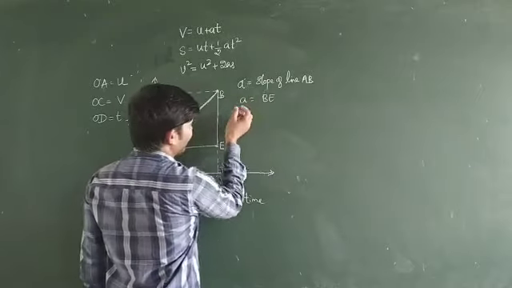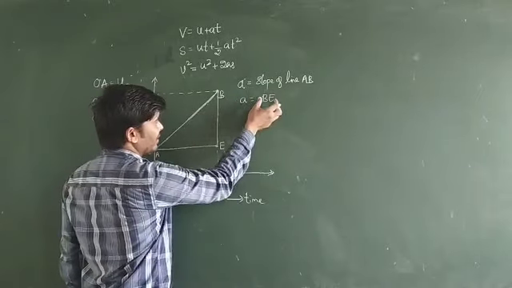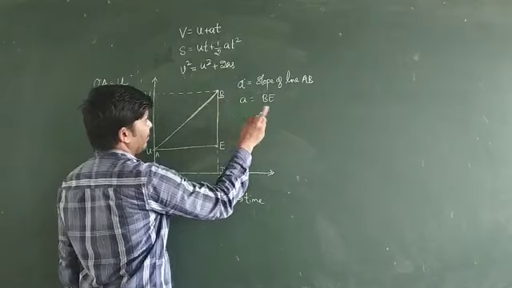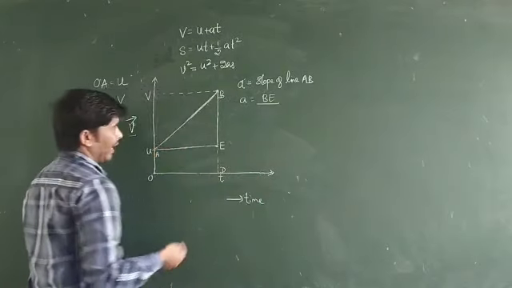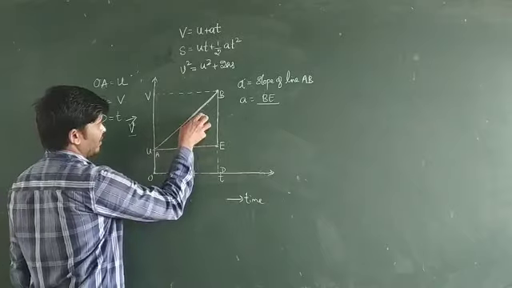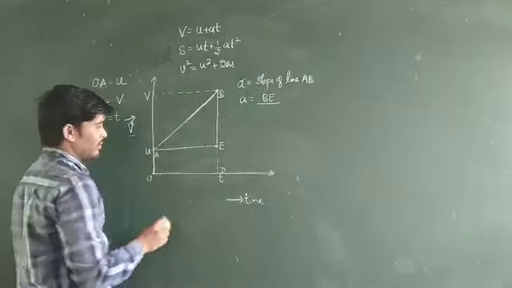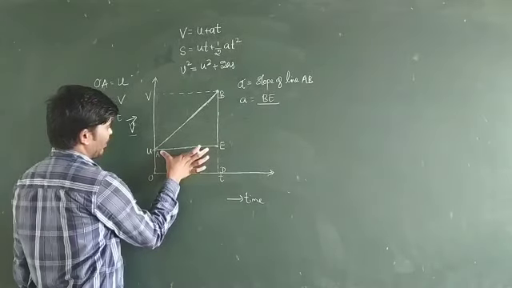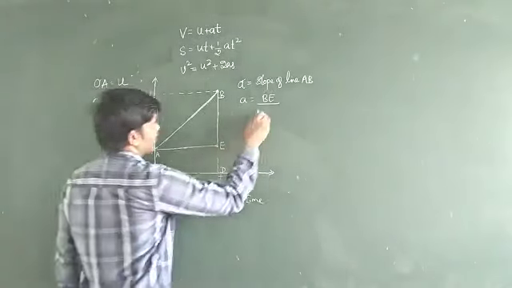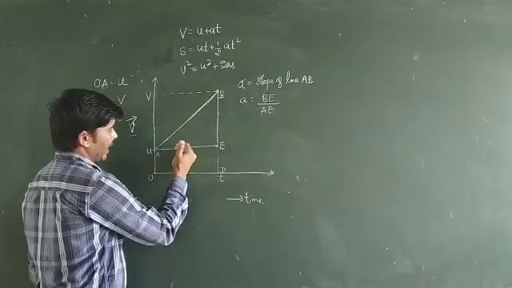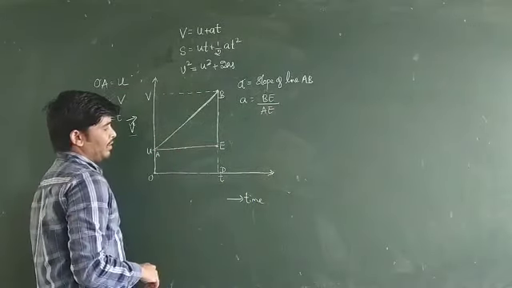Because you know already acceleration is equal to velocity divided by time. So that's why we have taken the BE side first, divided by time. Which side of the triangle ABE is parallel to the time axis? That is AE. So AE is equal to OD, which means that side is parallel to the time axis.